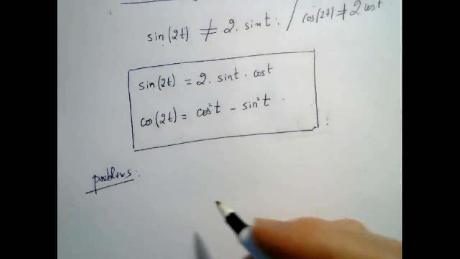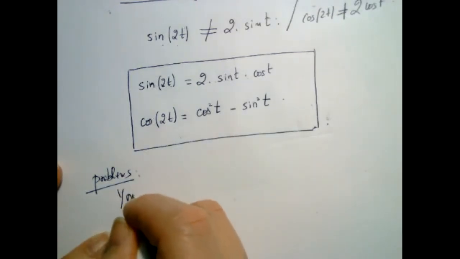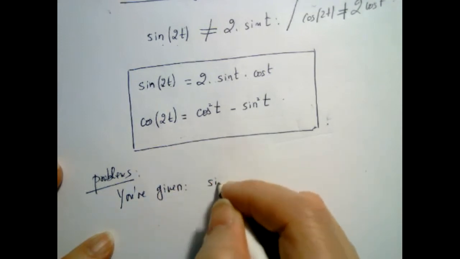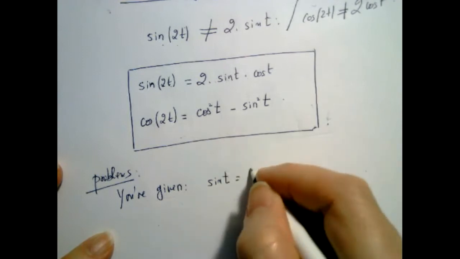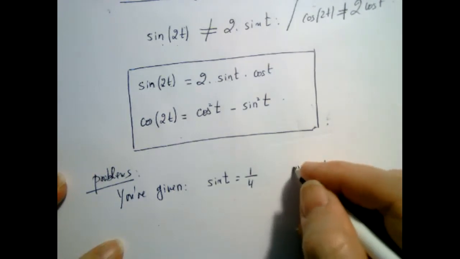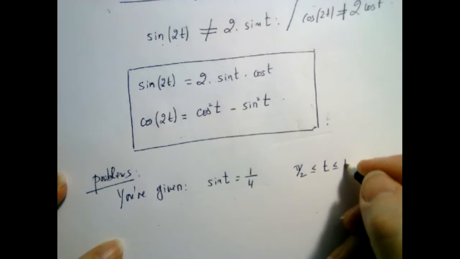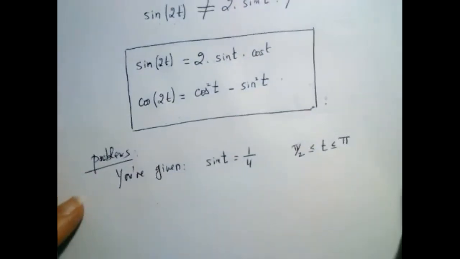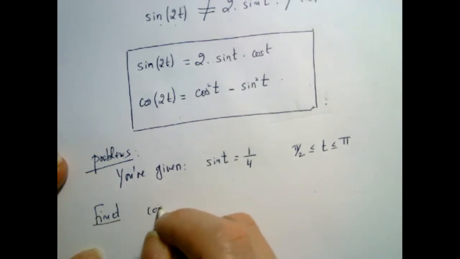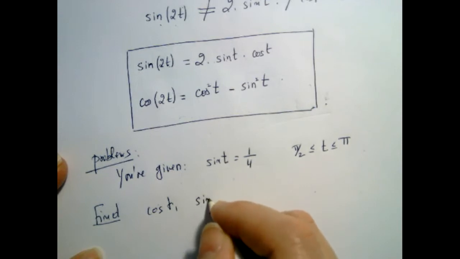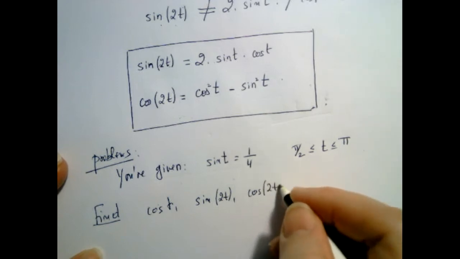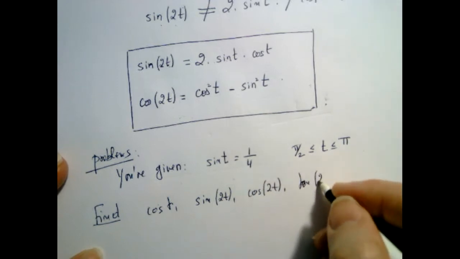Suppose I give you an angle. So you're given that t is an angle whose sine is 1/4, for example, and my angle is between pi over 2 and pi. My question to you is the following. I want you to find the cosine of t, the sine of 2t, the cosine of 2t, and the tangent of 2t.